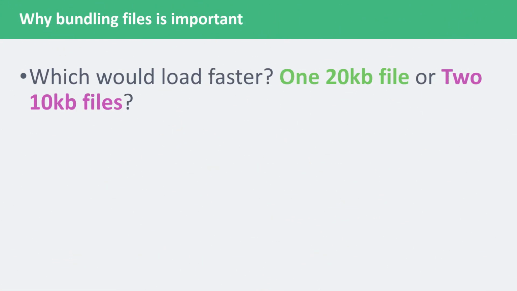One question I get asked a lot is, why is it important to bundle files? It's a good question that I want to address. First, answer me this. Which do you think would load faster? A single 20 kilobyte file or two 10 kilobyte files? Technically, they're both the same file size. It may seem like they would load at the same time, but one is faster than the other. The single 20 kilobyte file would load faster.